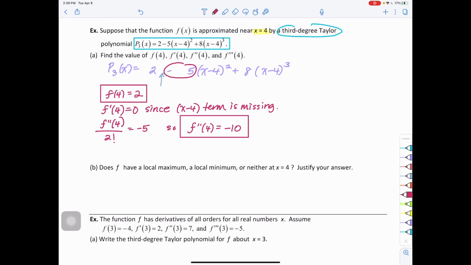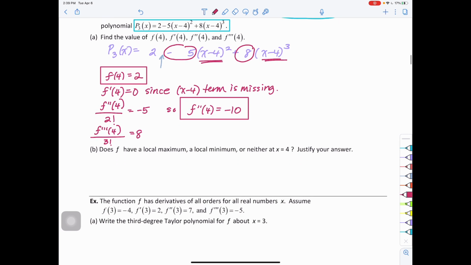Okay, and then let's go ahead and look at f triple prime. So the third derivative of 4 divided by 3 factorial has to be equal to 8 right here in front of this x minus 4 to the third. So the third derivative of 4 is equal to 8 times 3 factorial. 3 factorial is 6. So 8 times 6 is 48. Okay.